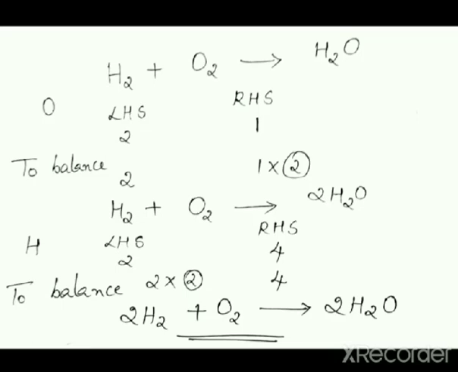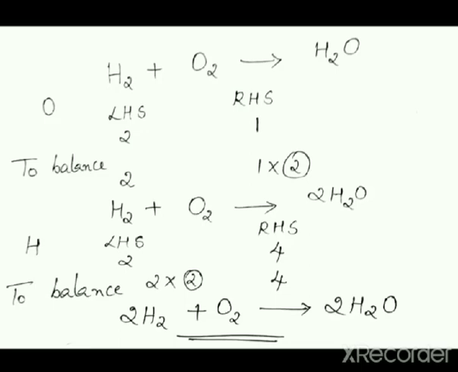So we will start with atoms of oxygen. Since the number of atoms of oxygen is different, you start with oxygen. This is how you balance the equation. Start with oxygen. On the left hand side, 2 atoms of oxygen is present, whereas on the right hand side with water, only 1 atom of oxygen is present. So write it as LHS 2 and RHS 1.